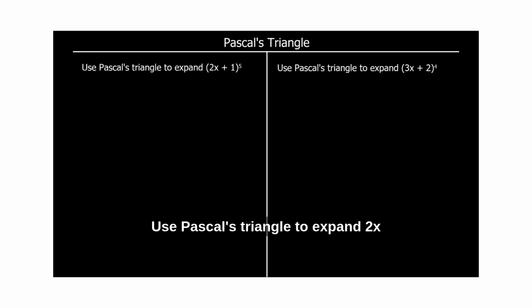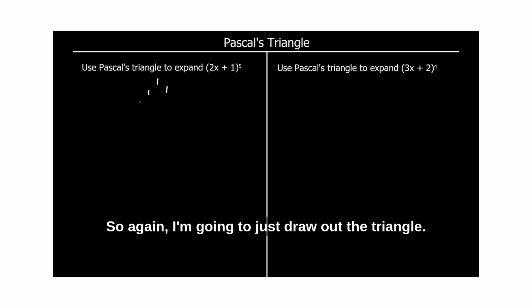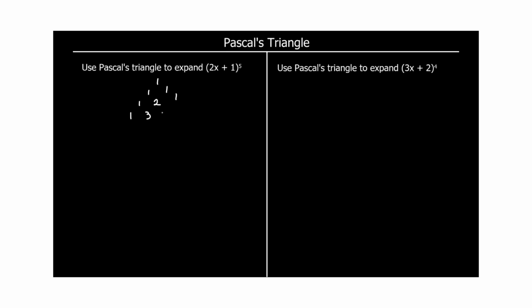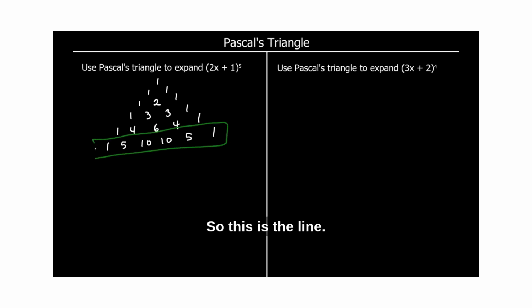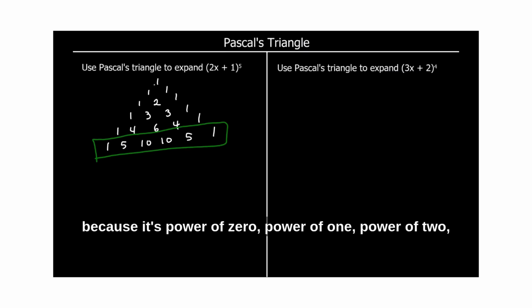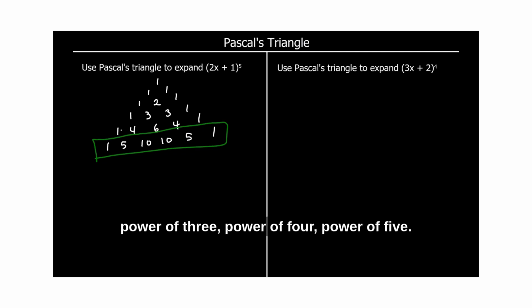Use Pascal's triangle to expand (2x + 1) to the power of 5. So again, I'm going to just draw out the triangle. I want the 1, 5, 10, 10, 5, 1 line this time. So this is the line I'm looking for. It's the one with 5 as the second number, and it's actually the 6th one going down, because it's power of 0, power of 1, power of 2, power of 3, power of 4, power of 5.